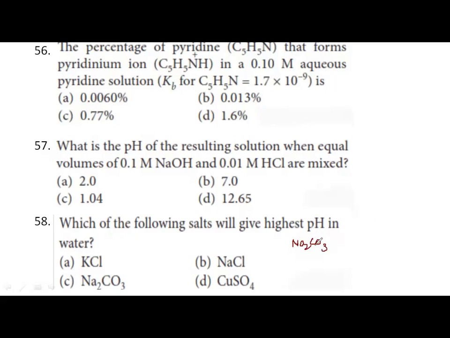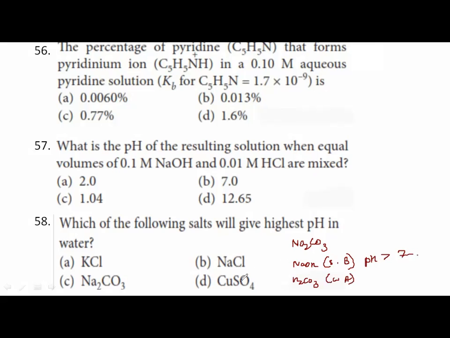So it is a salt of NaOH, which is what? A strong base, and H2CO3, which is a weak acid. So this is a salt of a strong base and a weak acid. Strong base means the pH will be more basic. It will be more than 7.